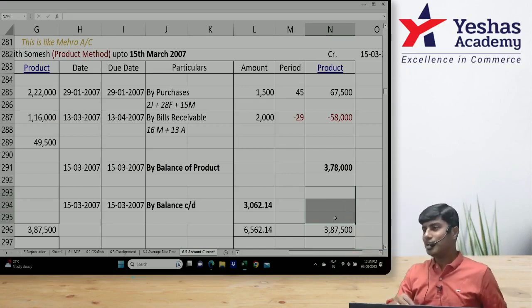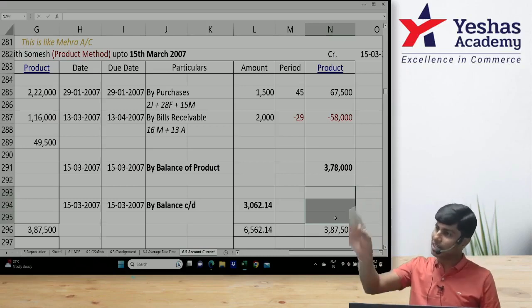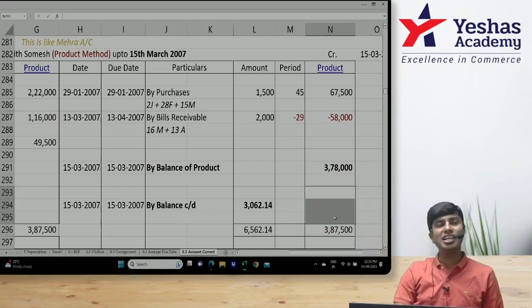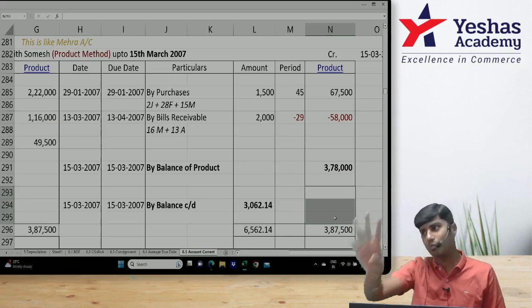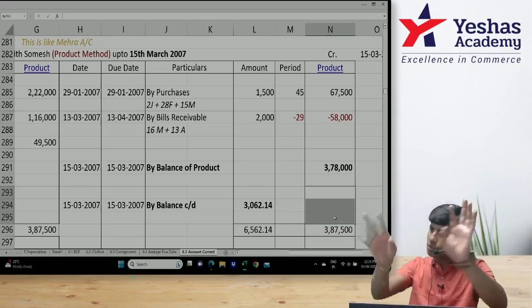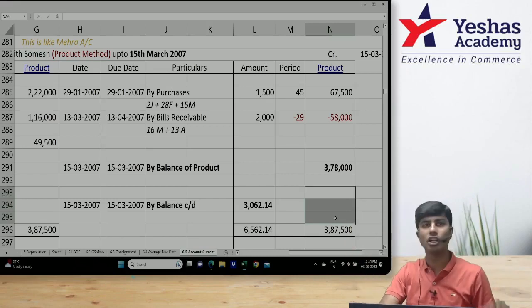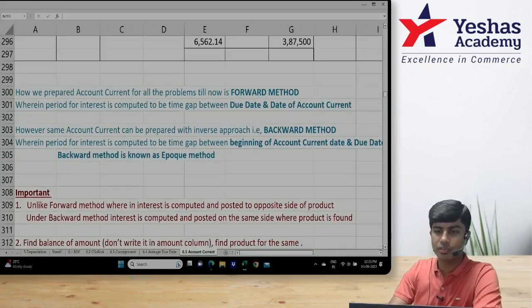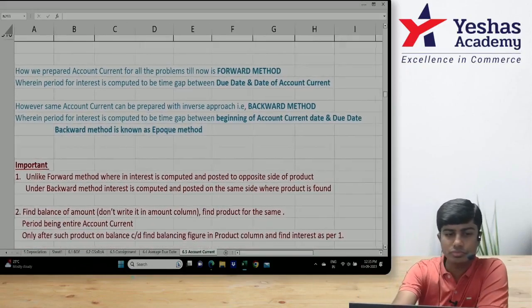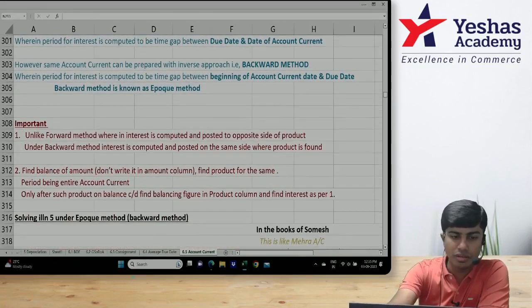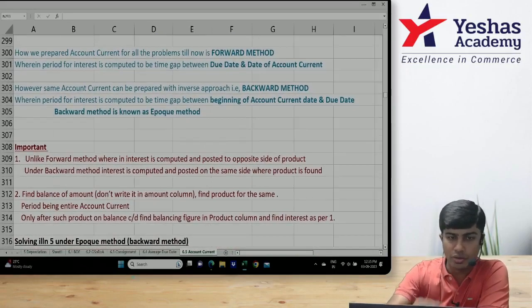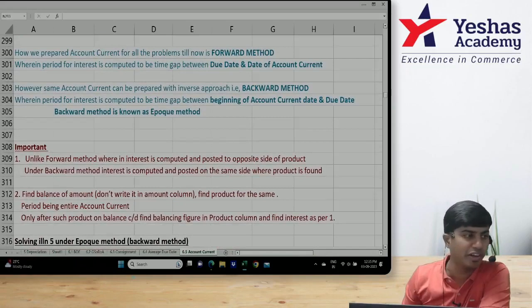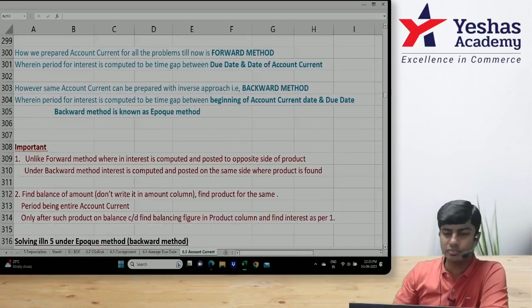Number three, the interest balancing figure on the debit side will go to the debit side amount column. The interest balancing figure on the credit side will go to the credit side amount column, or product, on the respective side, not the opposite side like the forward method. Got it? Write this down, and also read it for yourself, and then we'll do question number 5. Read what I've made you write here.